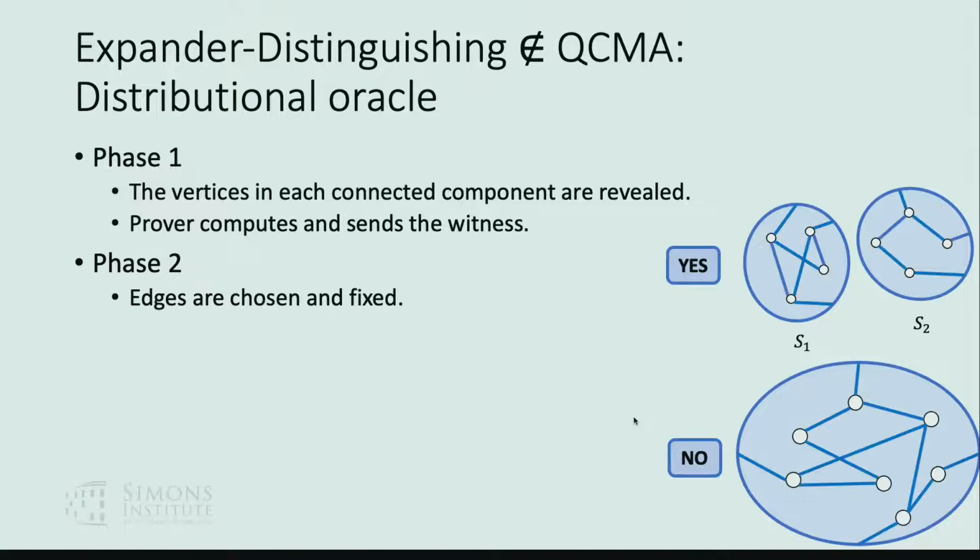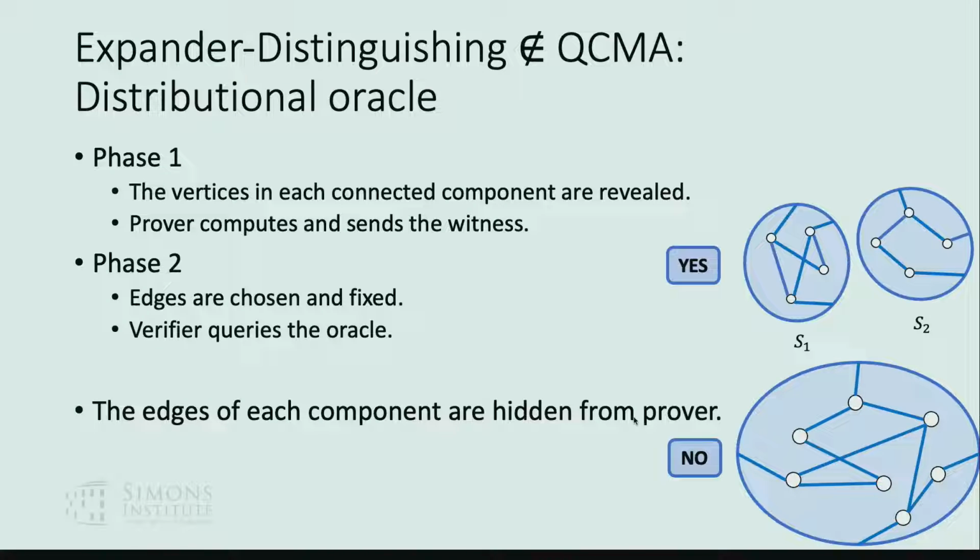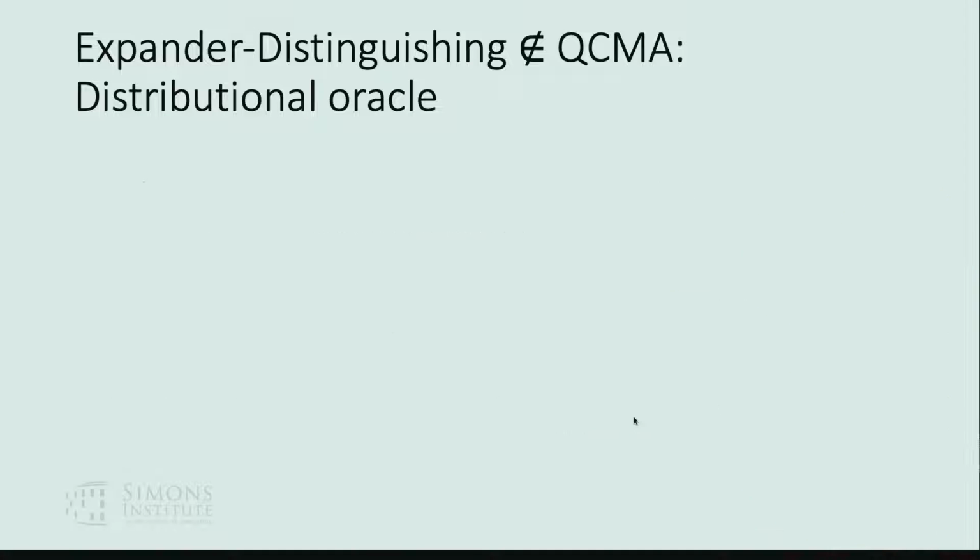Then in phase 2, the edges are chosen from a distribution, and now they're fixed. They're not going to be sampled again. Now the verifier, given the witness, can query the oracle and see what it's going to see. So now I think it makes sense. The prover doesn't have any access to the edges, doesn't know the edges. It only knows they're going to satisfy the connected components. So the witness will have to depend on the vertices, thus a subset witness.